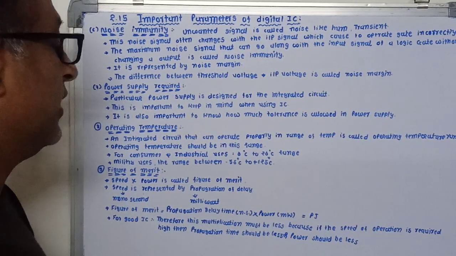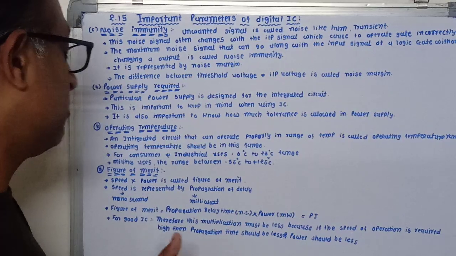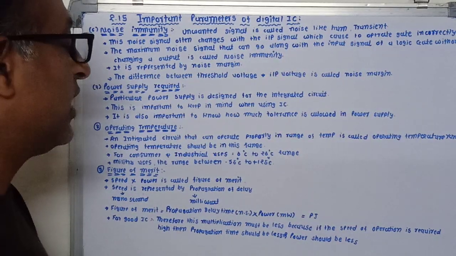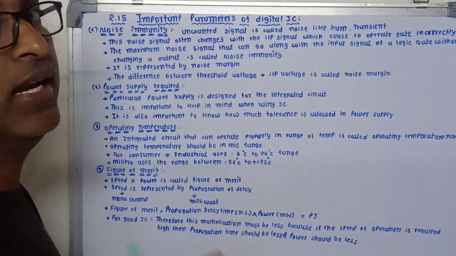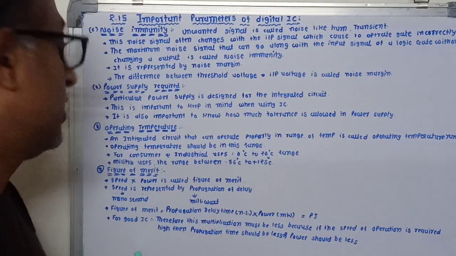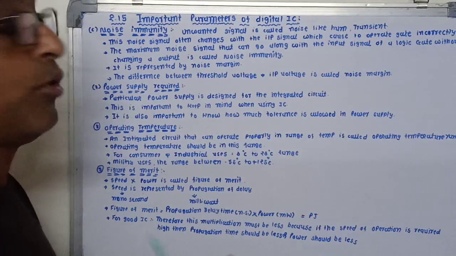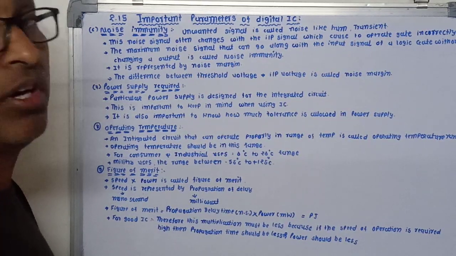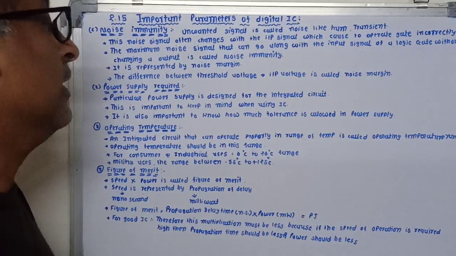Now for a good IC, this multiplication, that means propagation delay time and power, must be less, because if a high speed of operation is required, then the propagation time should be less and the power also should be less.